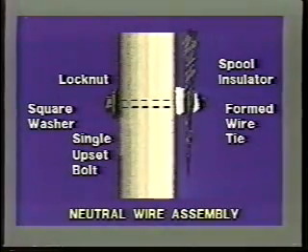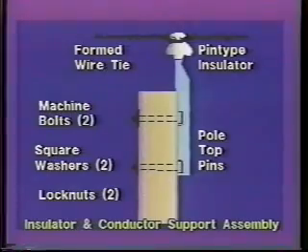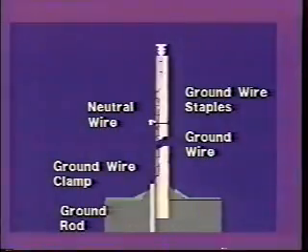One method of attaching the neutral wire system is a porcelain spool insulator on a single upset bolt with a square washer and lock nut on the opposite side of the pole. The neutral wire is tied to the spool with a formed wire tie. On most rural systems, a ground wire assembly is connected to the neutral wire and then stapled to the pole. At ground level, it can be connected to a driven ground rod. Or, the ground wire can be extended to the butt of the pole and connected there to a formed copper ground or ground plate.